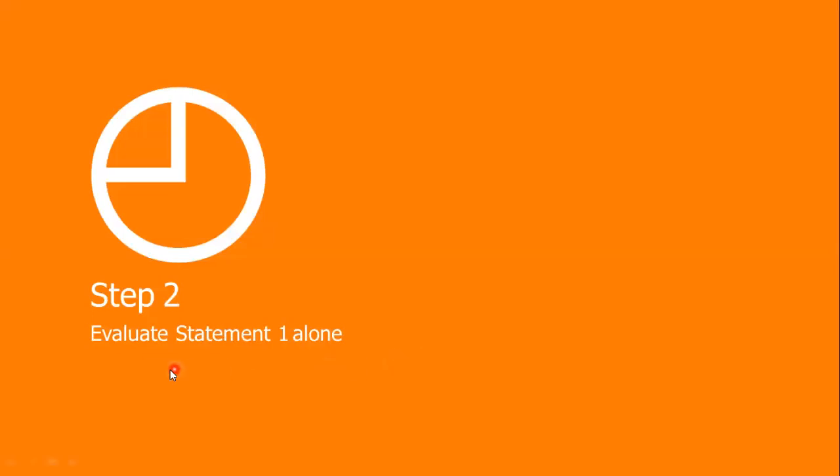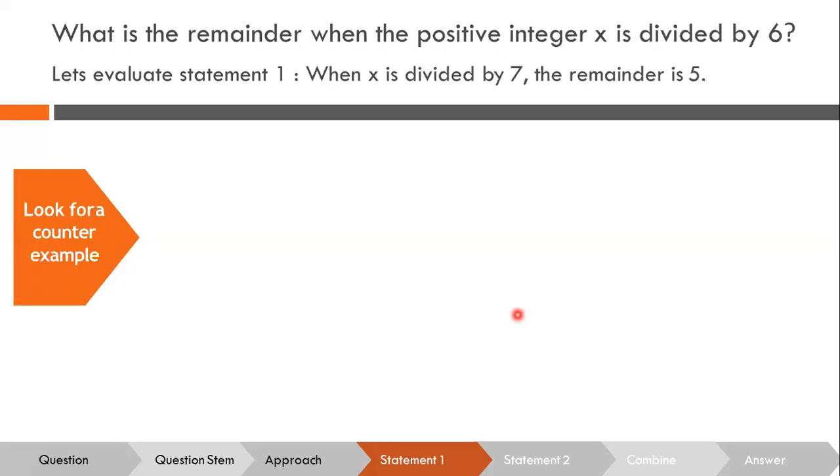Step 2 is to evaluate statement 1 alone. The two statements were given in the beginning, so we have to analyze statement 1. Our problem is: what is the remainder when the positive integer x is divided by 6? Let us evaluate statement 1. This statement says: when x is divided by 7, the remainder is 5.